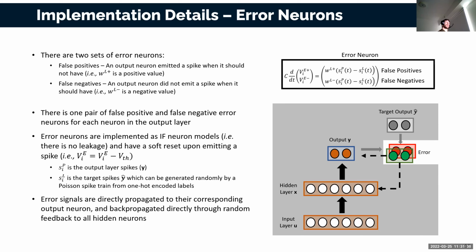A minor detail, it's not really minor, but it is for the purpose of this talk, is that we have two different sets of error encoding neurons because we can't encode negative values in the spike trains. I mean, not when we're being realistic. So there's two sets of neurons. One is for false positives, which is when your output neuron Y spikes when it shouldn't have, and the other's for false negatives. An output neuron does not spike when it should have according to your target spike train.